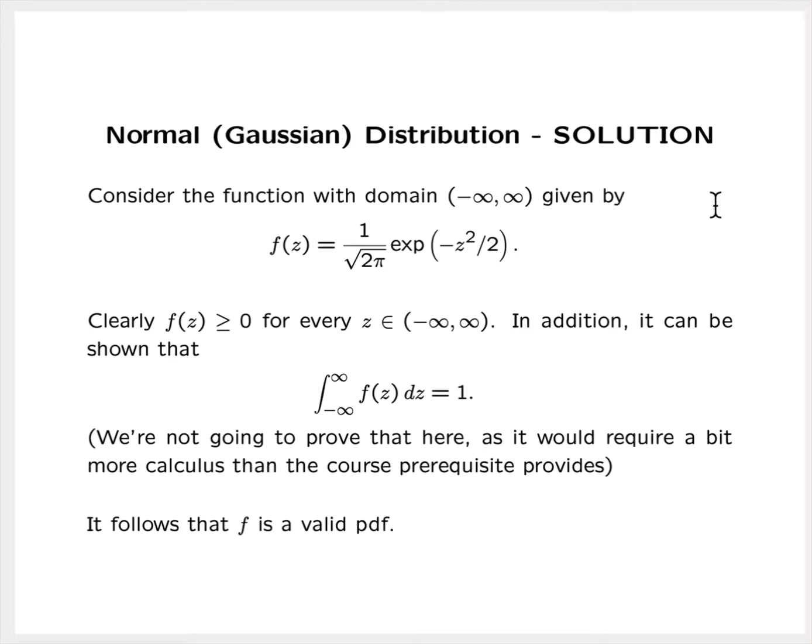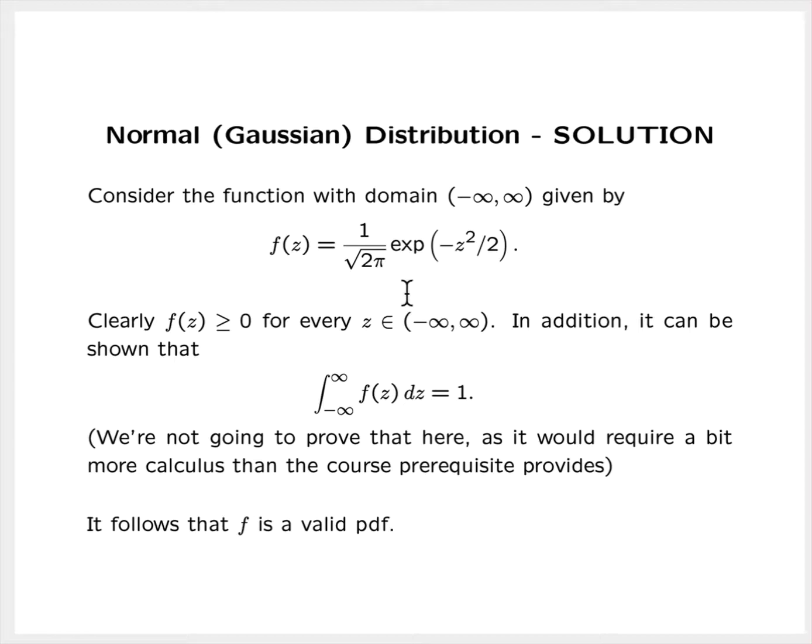So we're going to start off with a special case. So consider the function with domain the real line, given by this expression here. And so you see here we have 1 over the square root of 2 pi times the exponential function evaluated at negative z squared over 2, where z is the argument to the function, and it can be any real number. Now the question is, is this a valid PDF?